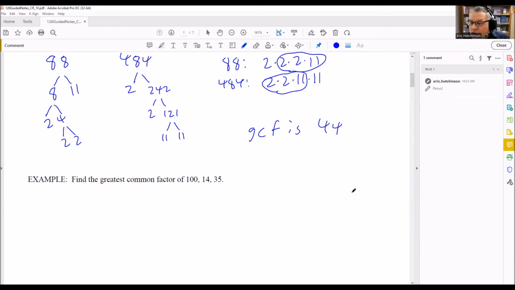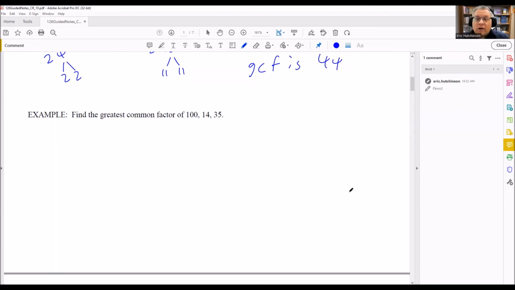Let's do another one of those with this one here. So this time we have 3 different things we want to find the GCF with, but the idea is still the same. You're still going to write out the prime factorization for each one and then find out what factors match. All right, so let's do 100. Okay, so 100, we have 4 times 25. The 4 goes into 2 and 2, and the 25 goes into 5 and 5. So if you want to write the prime factorization for 100, it's just going to be 2 times 2 times 5 times 5.